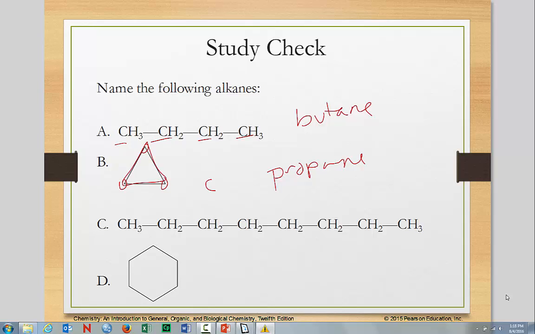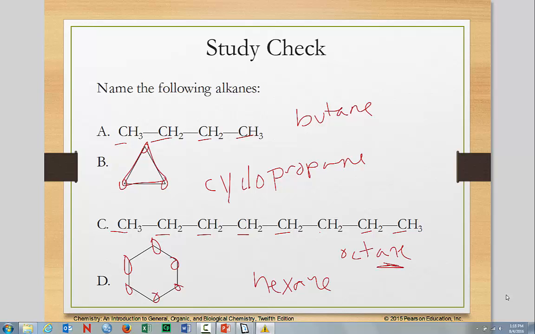1, 2, 3, 4, 5, 6, 7, 8. 8 is oct, so that becomes octane. Then 1, 2, 3, 4, 5, 6. 6 is hex, so that's hexane. Notice that they all end in ane. That's because they're all single bonds. And we're going to put cyclo in front of that because it forms a geometric shape. It's all connected. And that is your beginning of how to name alkanes.